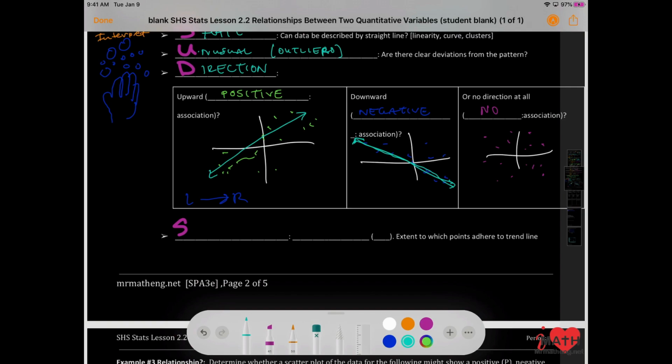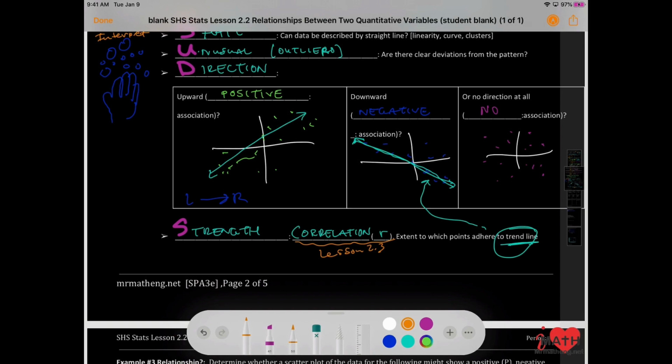And the last one is called strength. And we measure the strength by something called the correlation. Correlation, lowercase r. It's the extent to which points adhere to that trend line. So that trend line was that blue one. And we're actually going to talk about this in lesson 2.3. So the whole lesson about strength will just be lesson 2.3.